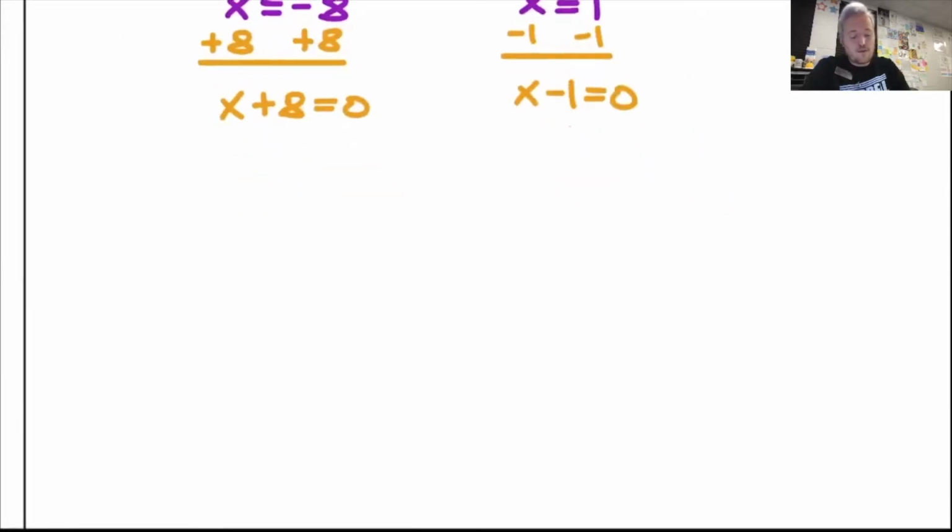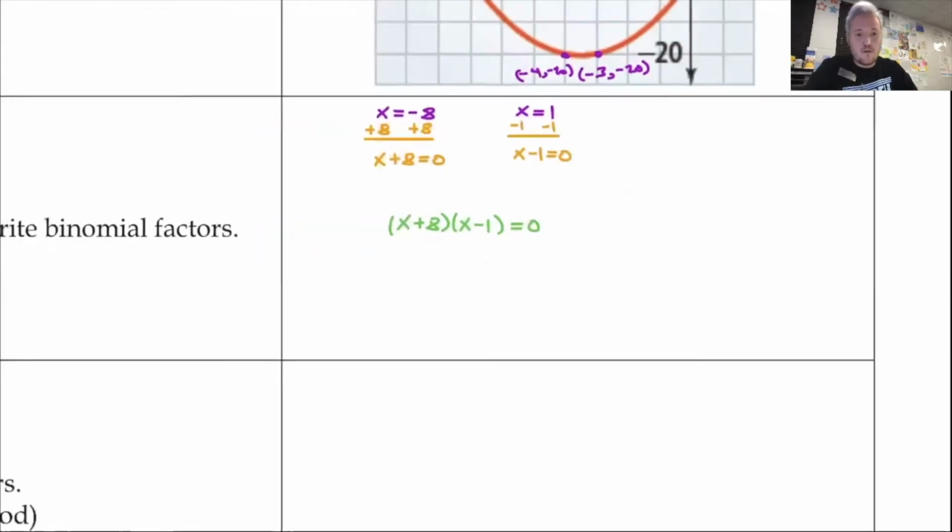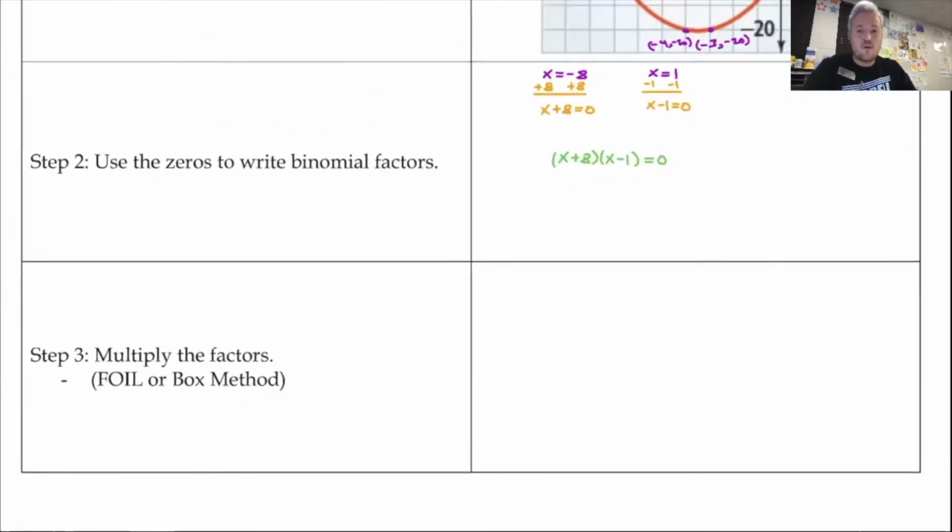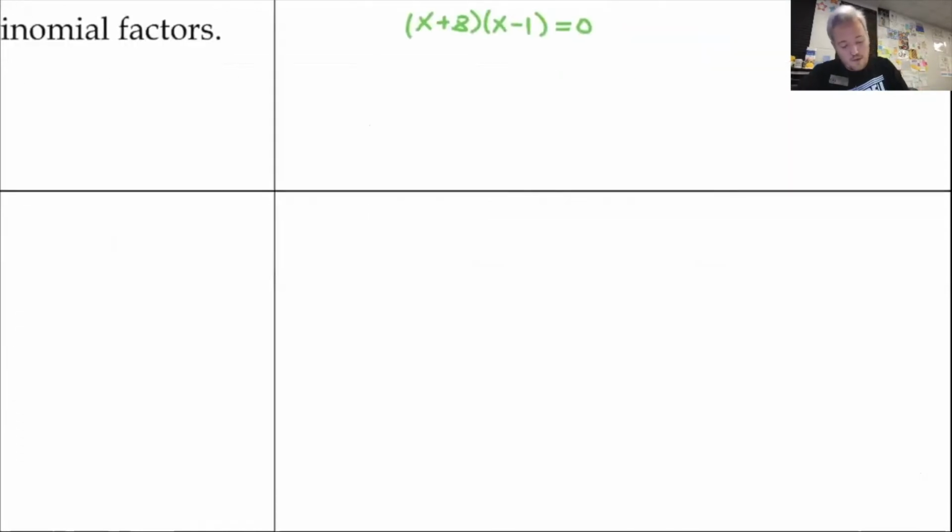All right, so we have our 2 binomial factors here. So we're going to have x plus 8, and we have x minus 1. All right, so now that I have my binomial factors, now I want to actually multiply them. So you could either use FOIL or you can use box method. It doesn't matter which method you use. It's going to give you the same answer either way. All right, so I'm going to copy and paste from up here.